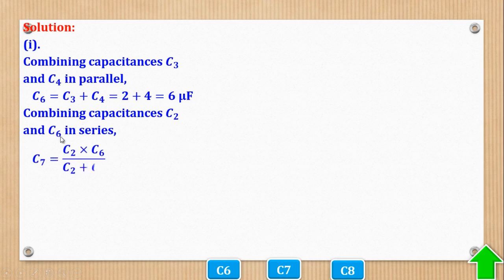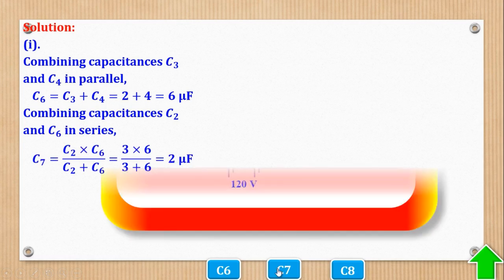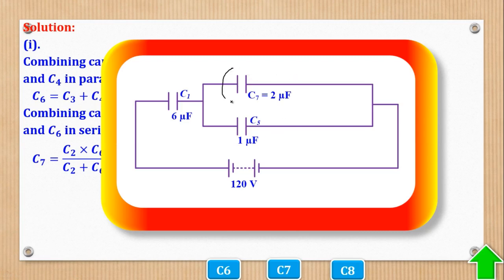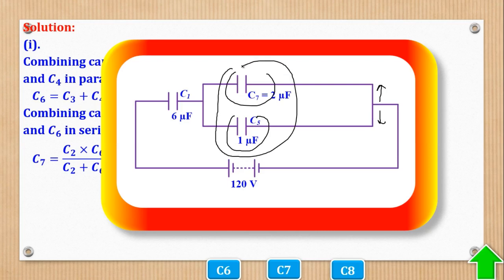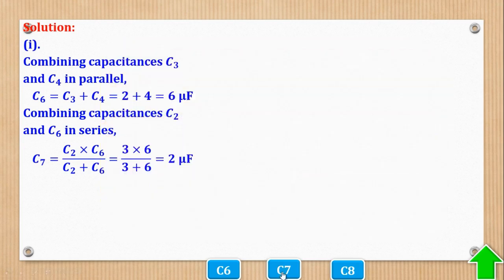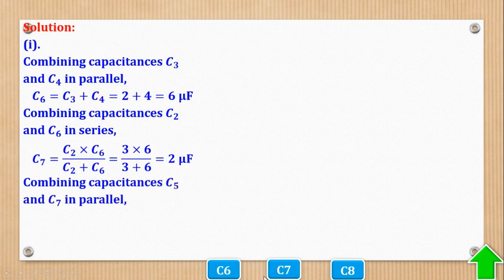So combining those in series I have to use product over sum to give you 2 microfarad. So when I combine the two, now the outcome will be this. Remember, here there are two capacitances, but now we have combined them into one. Now that you have combined them into one, you realize that this and this are in parallel, because at this point charge will divide or split. Therefore, the next thing to do is to combine these two which are in parallel. So let's do that. So parallel, just add to give you 3 microfarad.